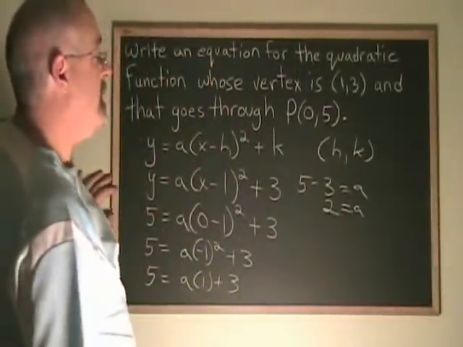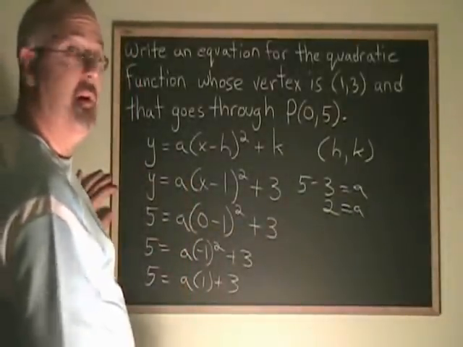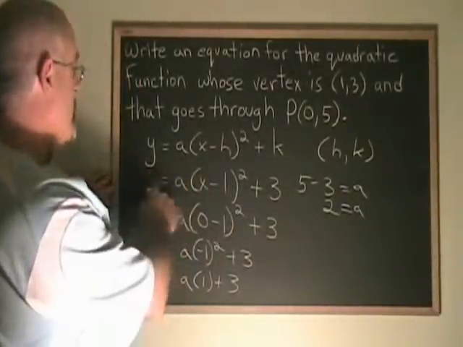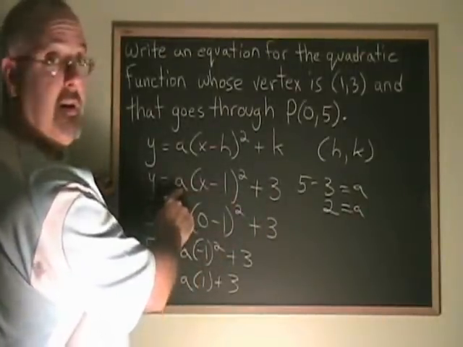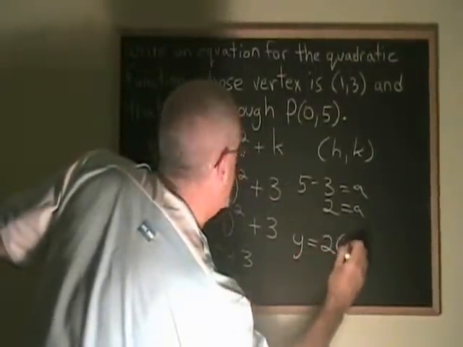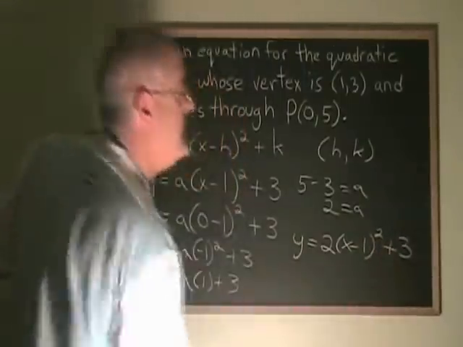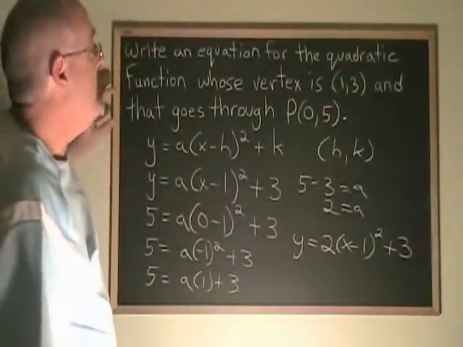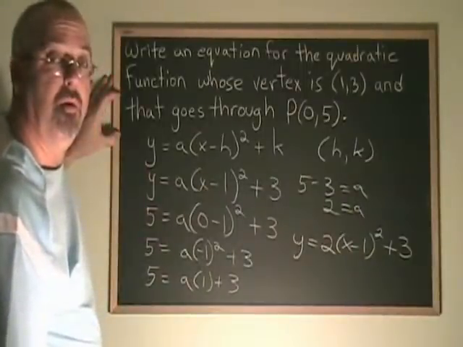What I have to do next is plug that 2 into the a position in my standard form. I'm going to use this equation, but I'm replacing the a with the 2. Therefore, my final answer will be y equals 2(x minus 1) squared plus 3. This is how you derive the equation for a quadratic function when you are given the vertex and another point.